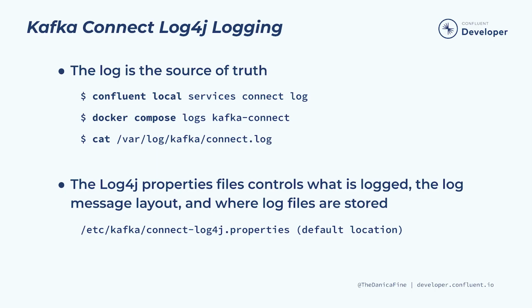Now, this should come as a surprise to no one, but in addition to the stack trace, you should also read and make use of the logs. They're the source of truth after all. Depending on how you're running Connect, there are different ways to access the log. If you're running the Confluent CLI locally, the command is confluent local services connect log. If you're using Docker, it's docker logs plus the name of the container. If you're running completely vanilla Connect using Apache Kafka, you can read the log files with cat, or more likely tail, and the location of the log will vary by your installation.